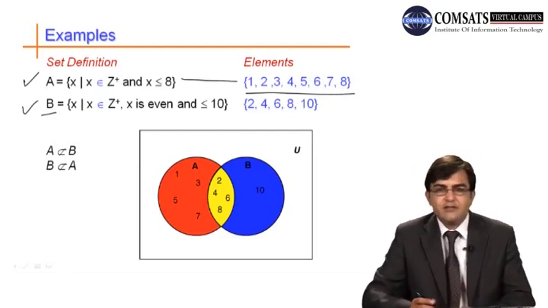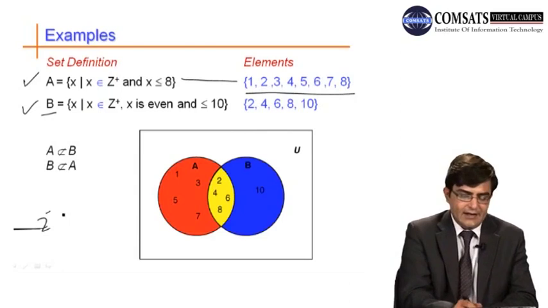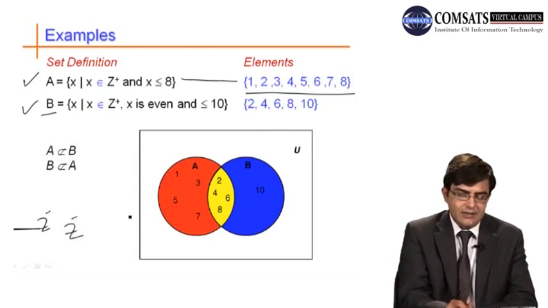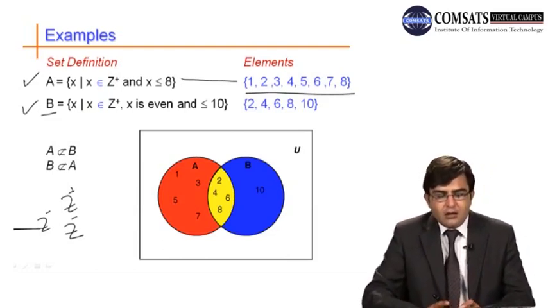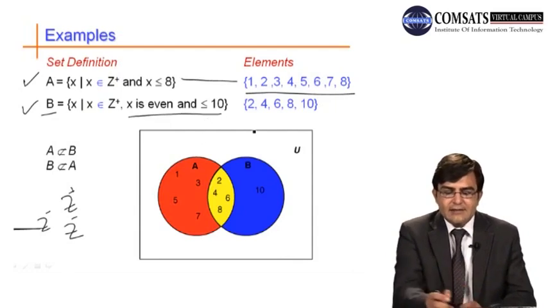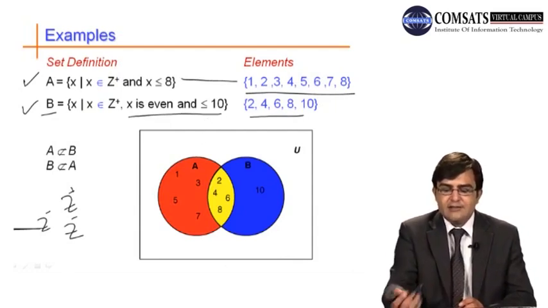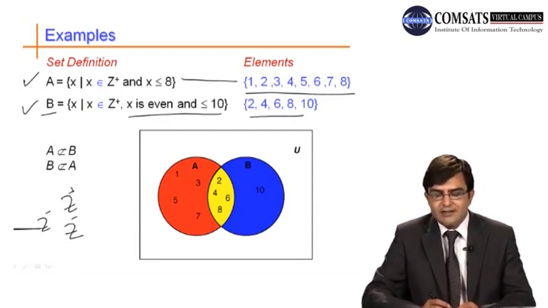B is the set which contains the elements x such that x belongs to Z plus, x is a positive integer, where Z negative denotes the negative integers and Z positive means positive integers, and x is even and x is less than or equal to 10. So this contains these elements: 2, 4, 6, 8, 10. Now we have to express these two sets using Venn diagrams.